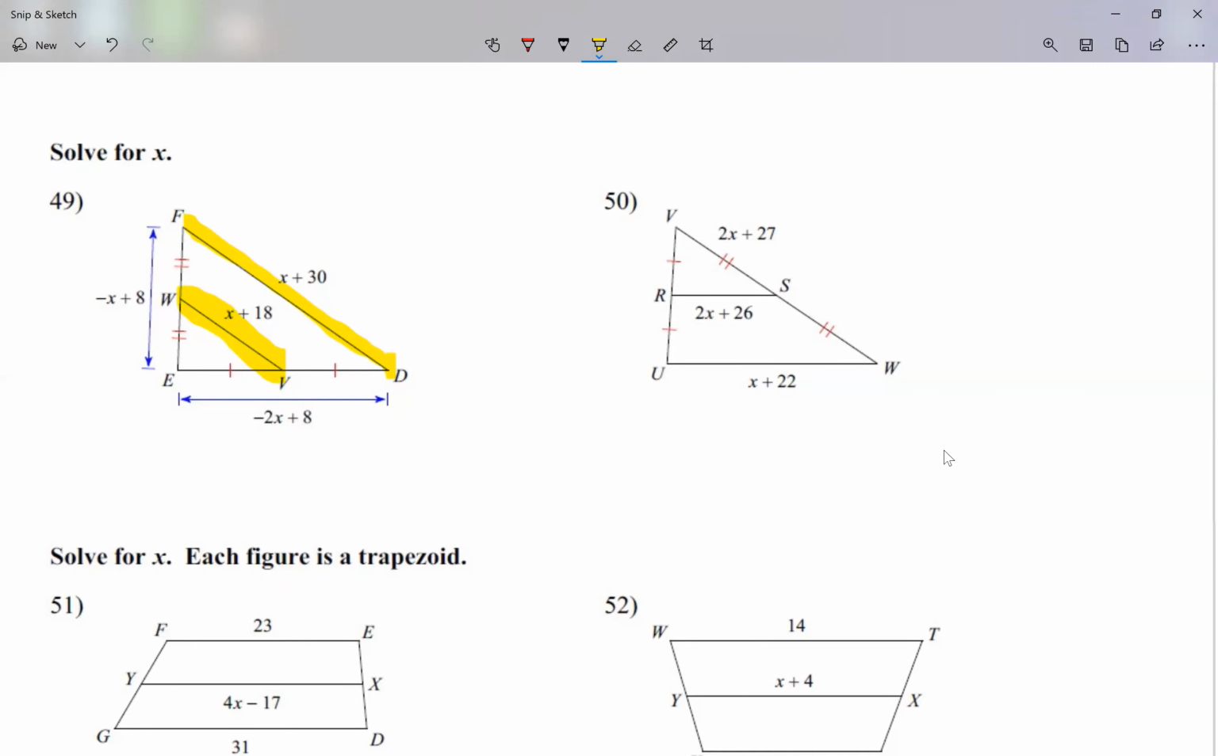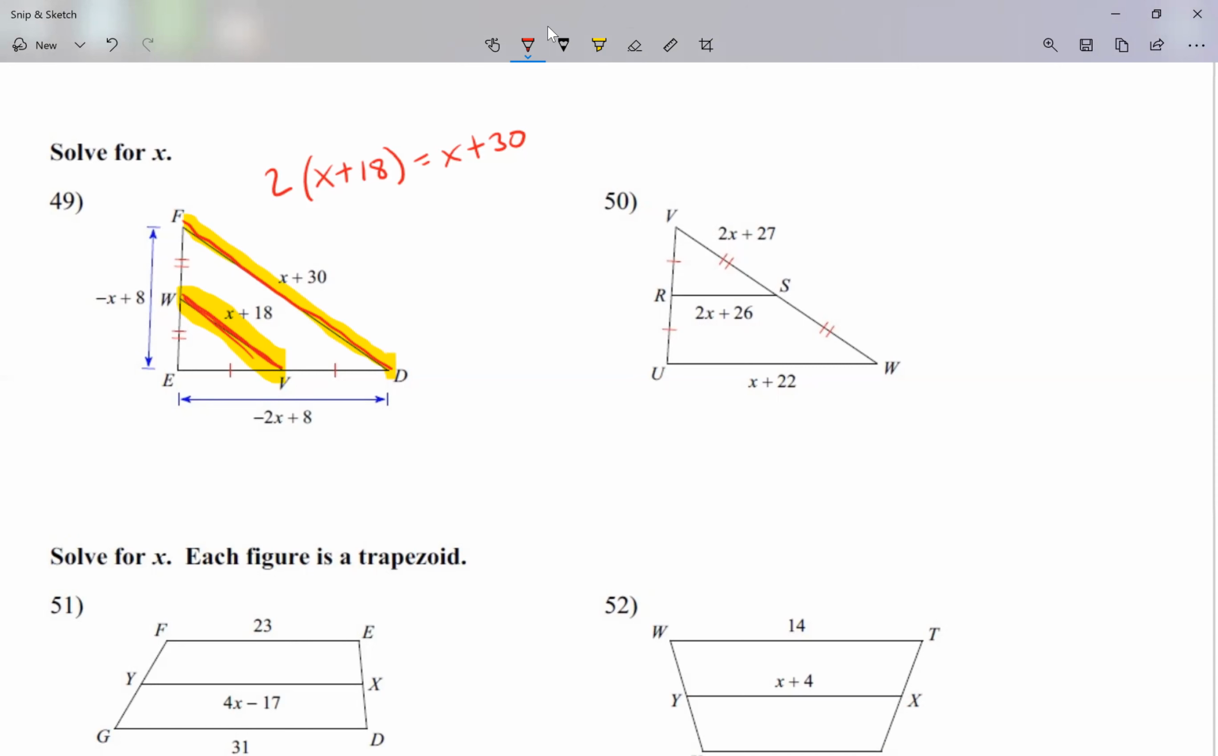Now, I can tell they're not the same length. The mid-segment seems to be smaller than the side FD, but the way I'm going to work this, I'm going to say x plus 18. Let me write the mid-segment, and let me multiply all this by 2. So the mid-segment times 2 is going to equal, in this case, x plus 30. The mid-segment, let me emphasize, I'm looking at this side, times 2 is going to equal the side that is parallel to it.